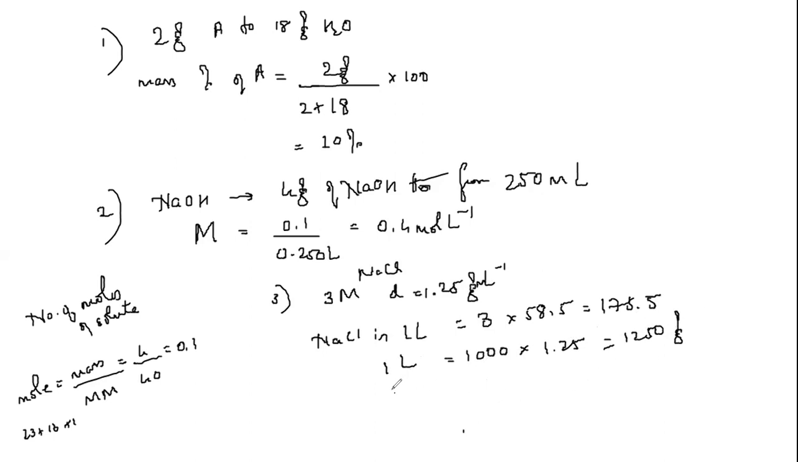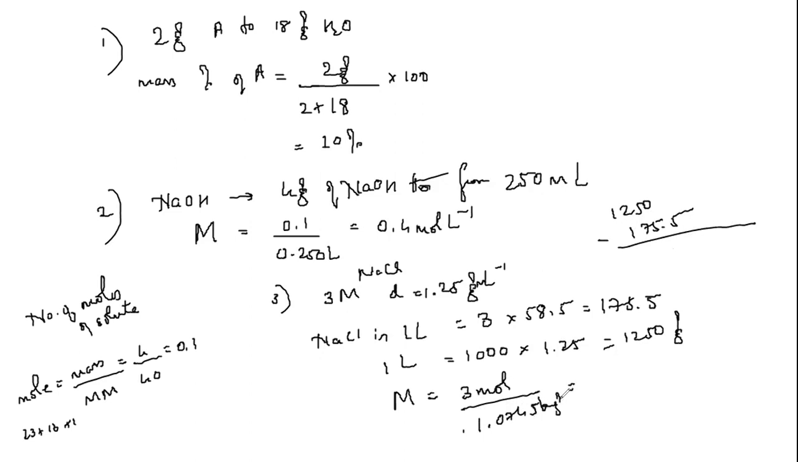So calculate molality. Molality is the number of moles of solute divided by the mass of solvent in kg. I want the mass of water, right? So 1250 minus 175.5. What do I get? I get 1.0745 kg. Convert it to kg. Yes, so the answer comes out to be 2.79 molal. This is how we solve molality.